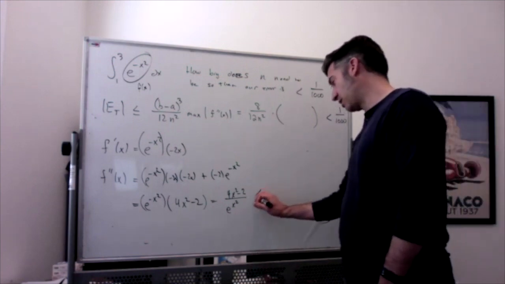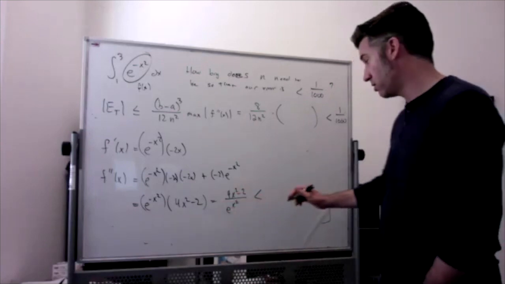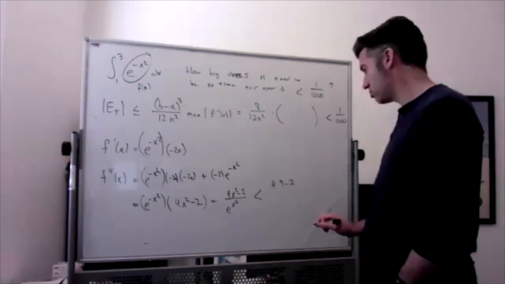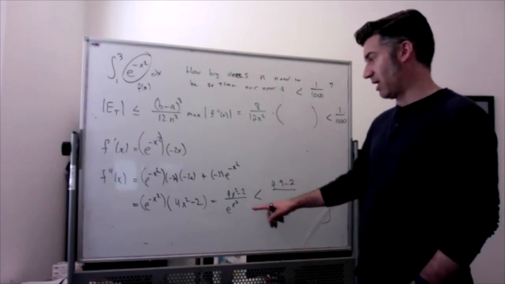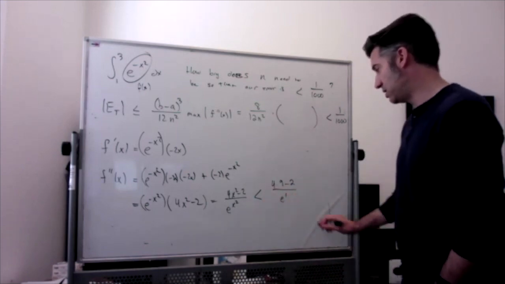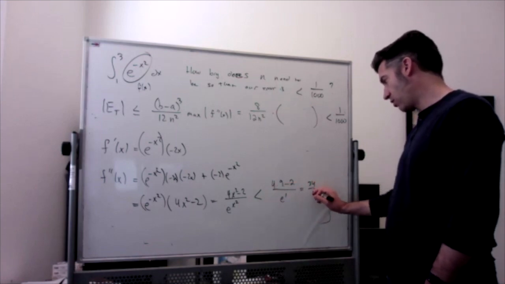So this is definitely going to be less than, so to make the numerator as big as possible, I'm going to let x equal 3. So it'd be 4 times 9 minus 2. And then to make the denominator as small as possible, I'm going to let x equal 1. So I'm going to get e to the 1. So this is less than 49 minus 2, so 34 over e.